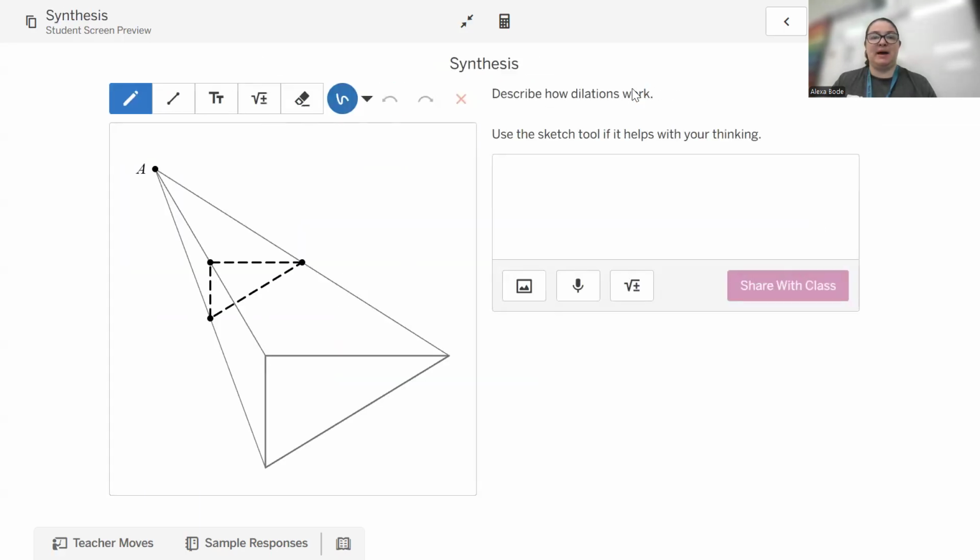Number 8 says describe how dilations work. Use the sketch tool if it helps. So you can use the sketch tool. You can use the notes that we did beforehand. Explain, describe how a dilation works. When I dilate a shape, what is happening to the shape? How does the shape change? What's happening?